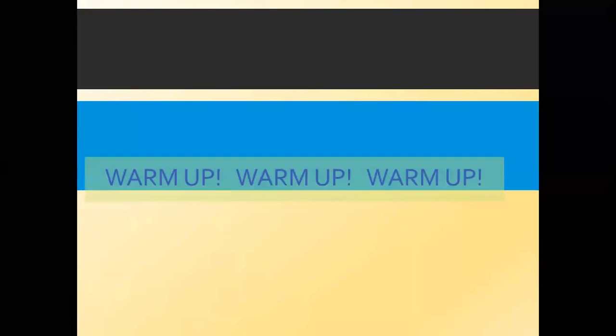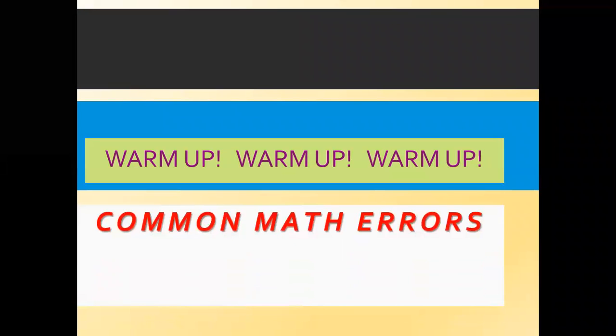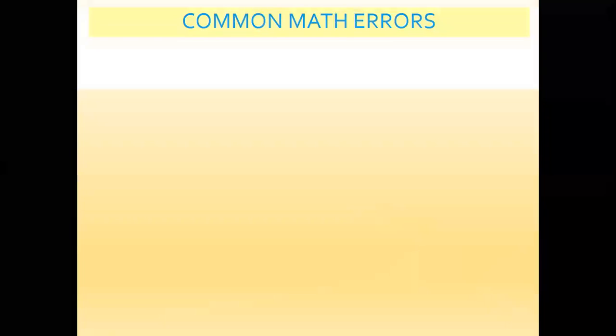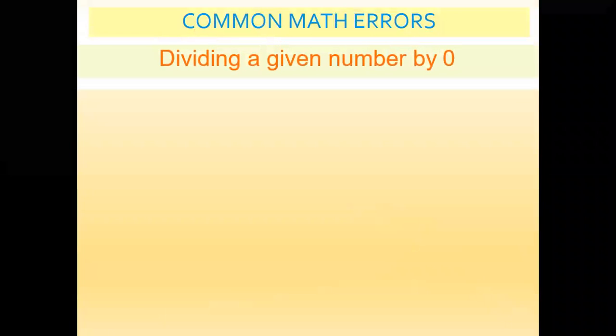Okay, but before then I want us to look at some of the common math errors that we might be making. This is a simple one: dividing a given number by 0. I guess some of us might know the answer here. When you divide a given number by 0, what does it give you?